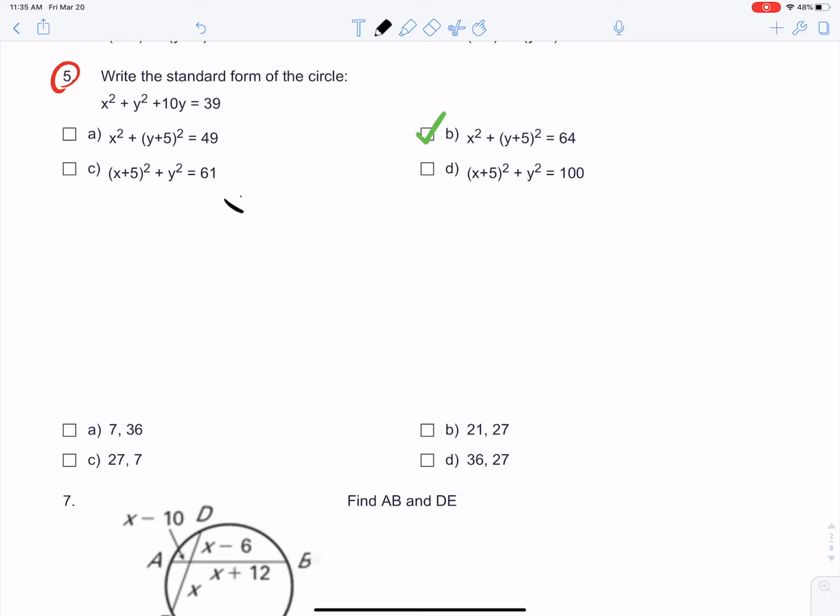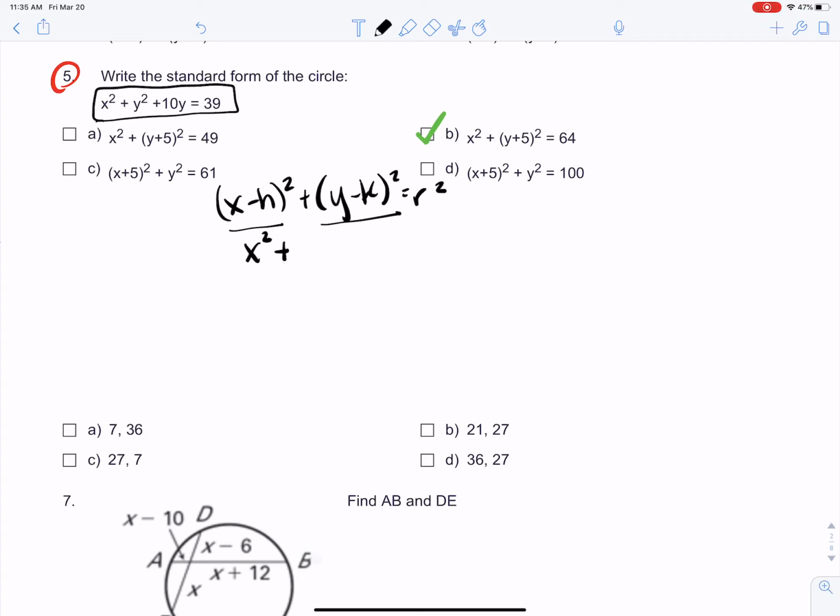Now remember, standard form is x minus h quantity squared plus y minus k quantity squared that equals the radius squared. So notice we have a binomial that is squared here and another binomial that is squared here. But when we're given this equation, we do not have it written in that form. So the x squared is okay, but this is not something that we can rewrite in parentheses like this. We can only do that by completing the square.